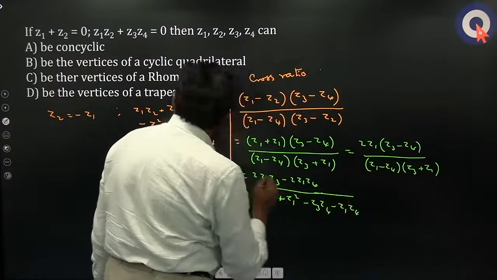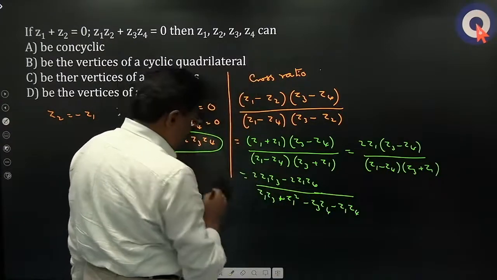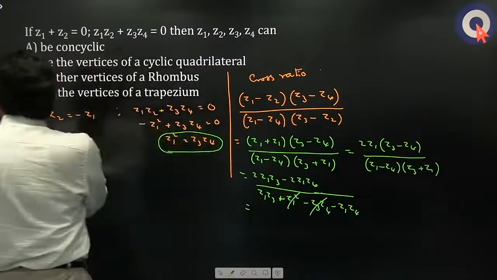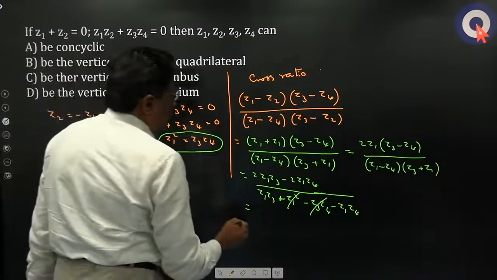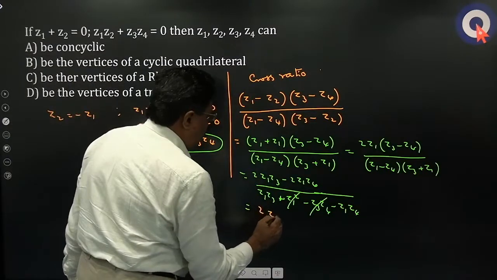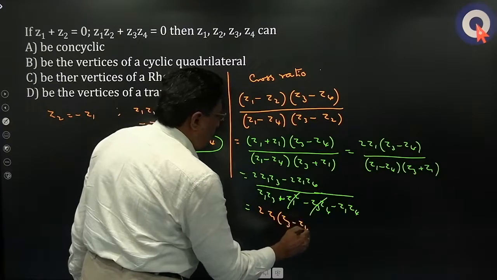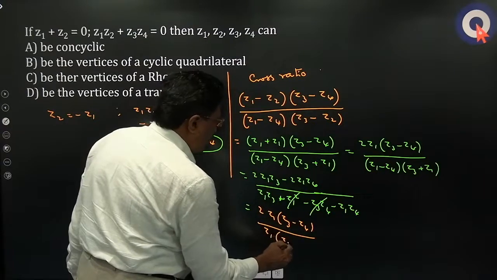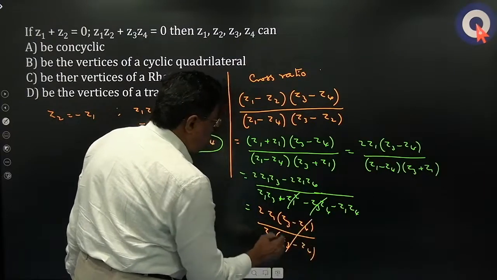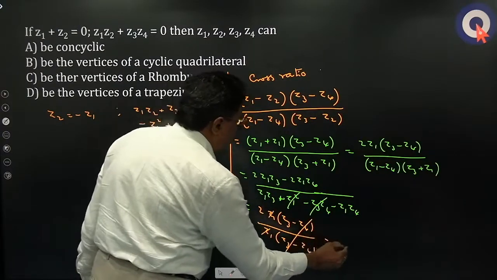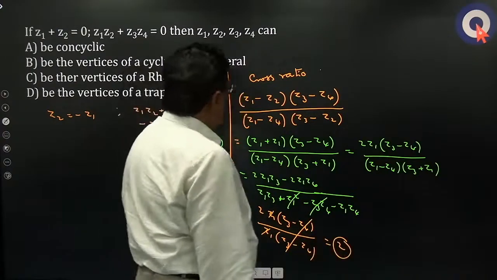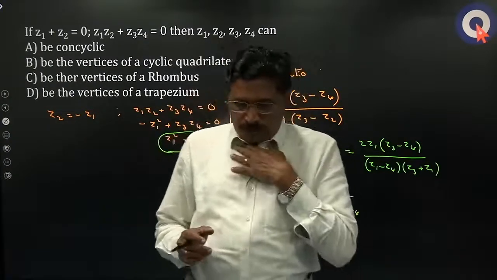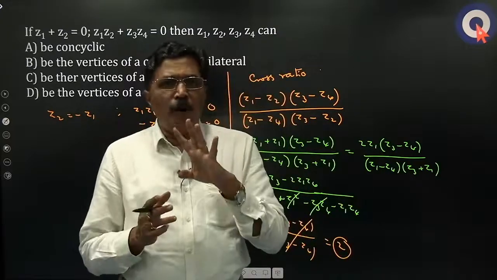All right. So we have z1 square is equal to z3 z4, so they get cancelled. What I get here is 2z1 into z3 minus z4 by, if I take z1 common here also, z1 into z3 minus z4. Now you can notice these two terms are getting cancelled, these two are also getting cancelled, and you get a real number. So a cross ratio is real. If a cross ratio is real, then the 4 points can be concyclic.